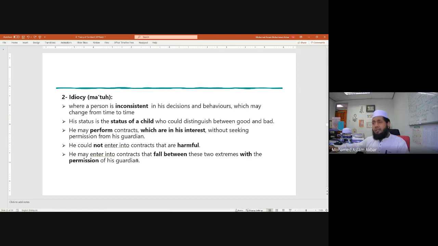Whatever is harmful, he cannot enter. But if it is something between profit and loss, like for example selling something, he can do it with the permission of his guardian. Again, this idiocy also needs a guardian. Without a guardian he cannot do it, because sometimes these consequences might happen. Still, Sharia wants to protect their interest.